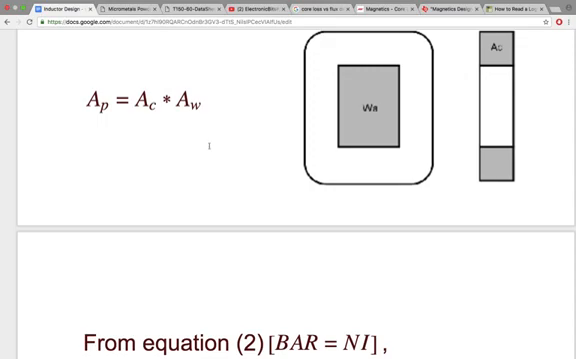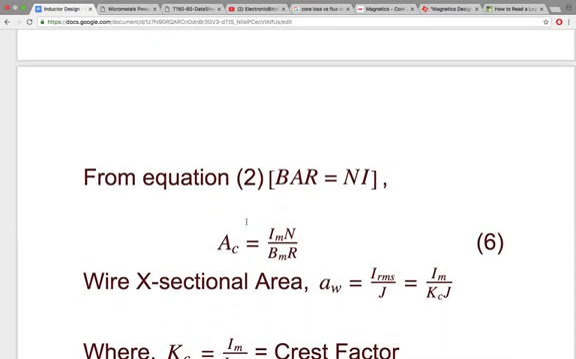Now we need to find the formula for area product. So let us take our basic Hopkinson's expression, where we have BAC is equal to Ni. This AC is the cross-sectional area of the core, which we can find as Ni by Bm. Here we want to design the inductor for maximum current Im and maximum flux density Bm. Hence I and B are replaced by Im and Bm.